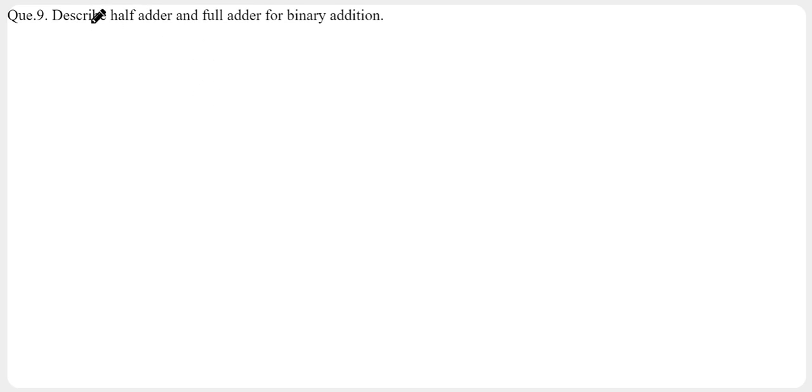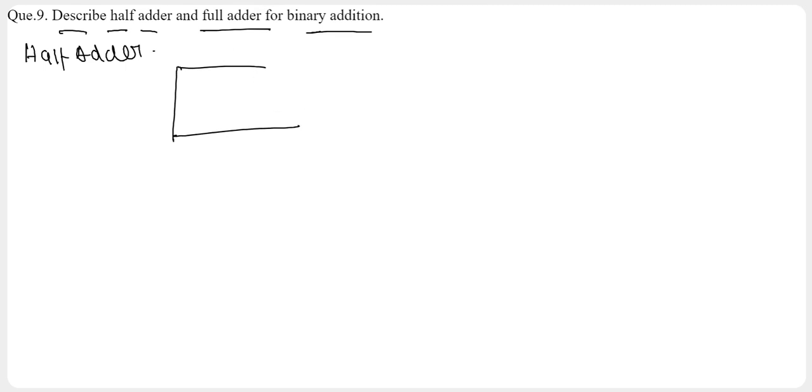Viewers, welcome to add-on. In this question, we are asked to describe the half adder and a full adder for binary addition. So at first, let us learn about what is a half adder. Okay. So the block diagram for a half adder is, consider this is a block, and this block functions as a half adder.